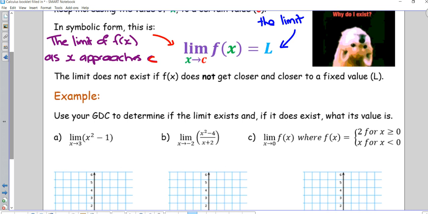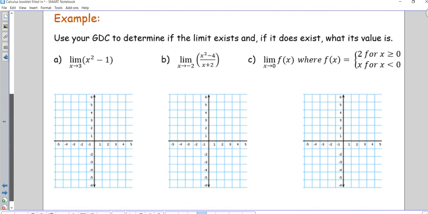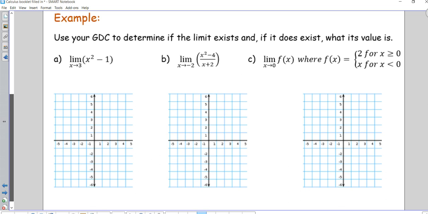I think it's just getting used to this weird notation. Oh yeah, and you graph it. So use your GDC to determine if the limit exists. Here's your function: y1 equals x squared minus 1. You might want to graph it on your graphing calculator to start with. You might know how this looks as well, but it's handy to have it on your graphing calculator. So we just graph x squared minus 1.